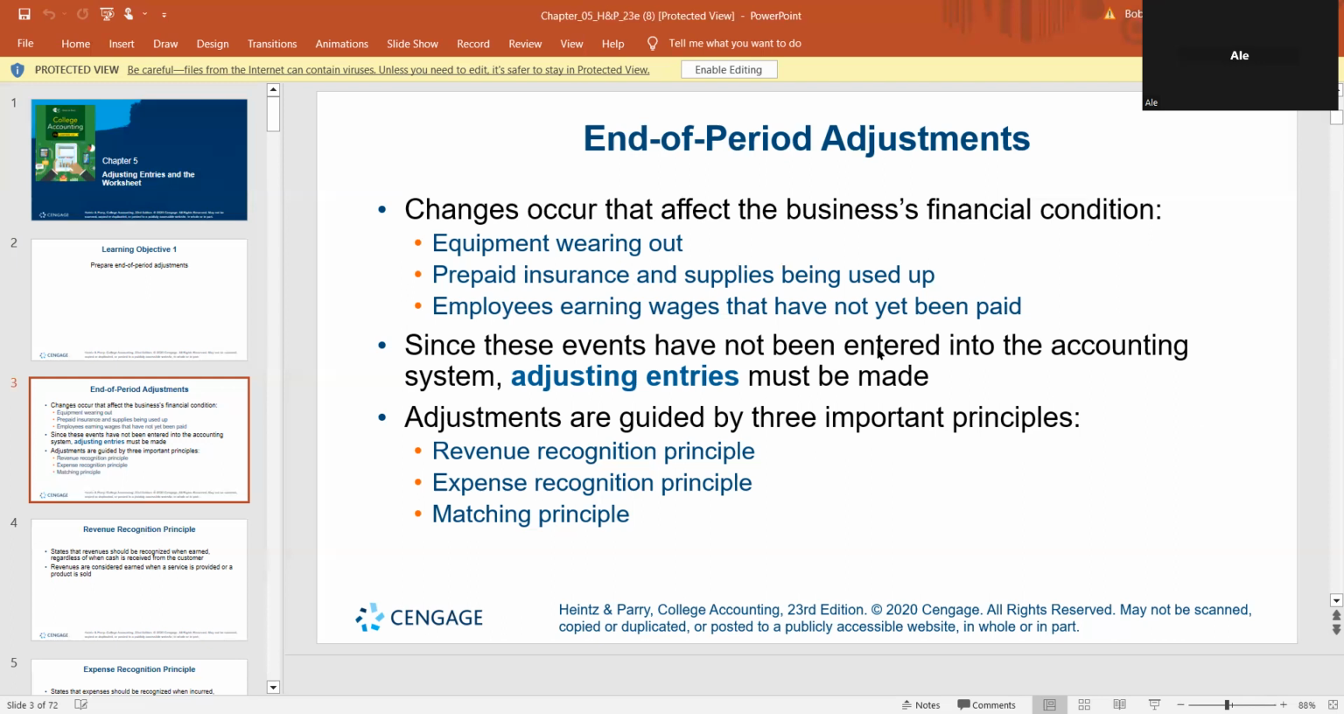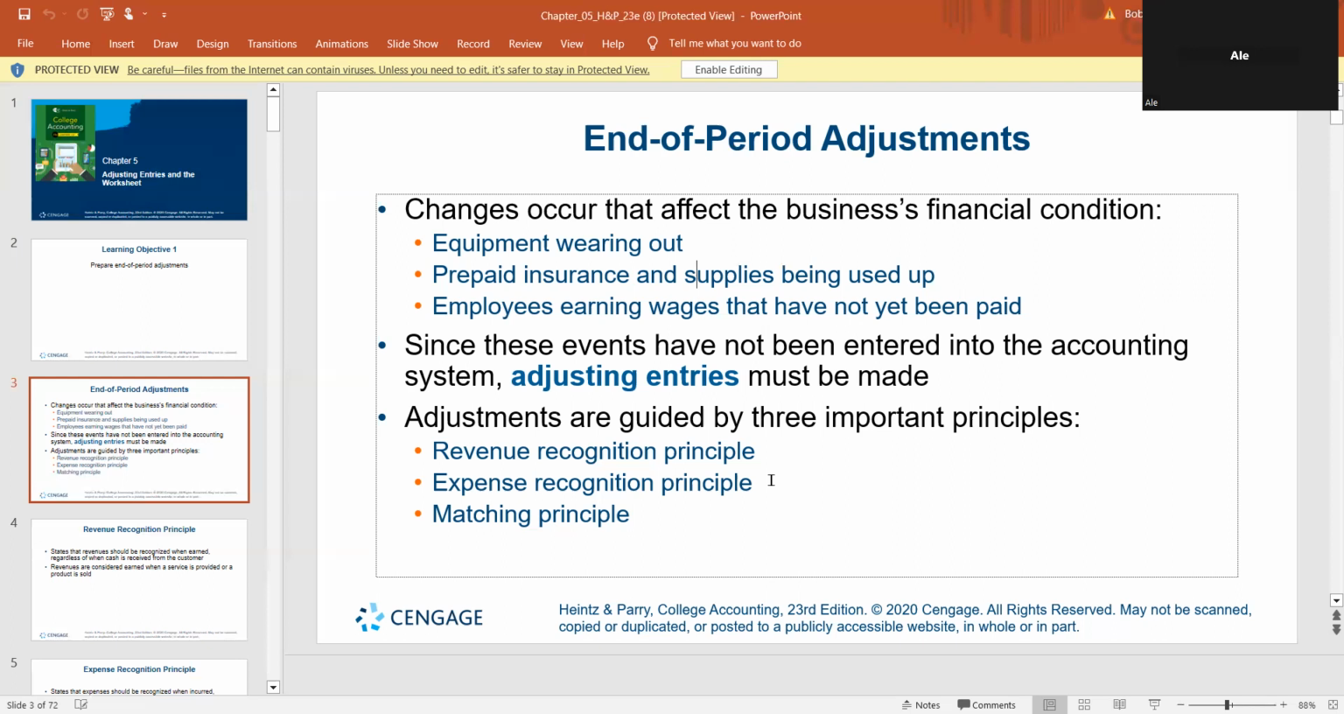We have to consider equipment wearing out in the form of depreciation expense. Here's a word you've not seen, I don't think, too much: prepaid insurance and prepaid supplies. Those are items that we purchased. When we purchased them, they were an asset because we haven't used them yet. Now at the end of the month, we have to consider how much of that we used. Employees earning wages that have not been paid. Yeah, you've all pretty much been out in the workforce. When you get your last day of work on Friday and go home, you don't get paid that Friday for that day. You're going to have to wait a week or two for your payroll. When that overlaps the month, it requires an adjusting journal entry, okay?